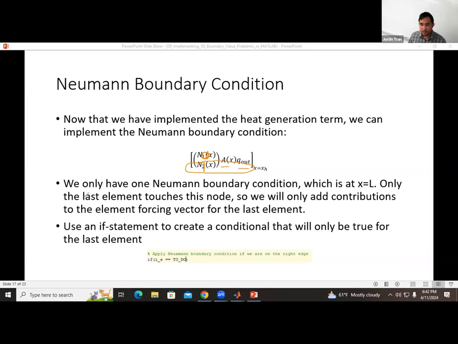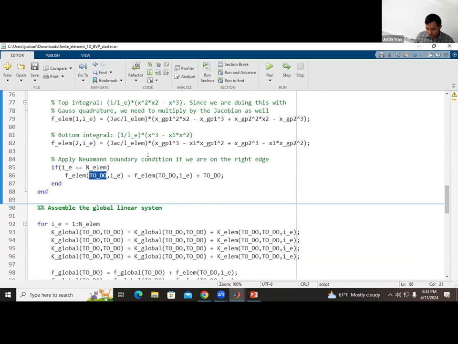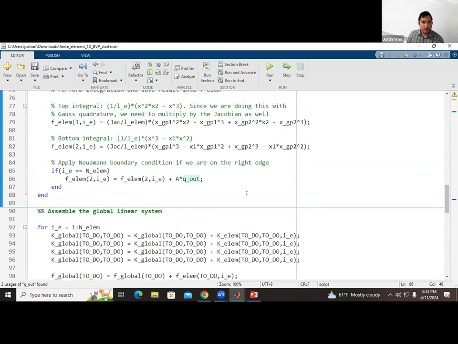Okay, so let's see how that's implemented in the code. If you see here, when I write this code, I've only left room for just one entry. So I'm going to put 2 there, which means the second entry in the element forcing vector. And then to that, I'm going to add A times Q out, which is the value of the Neumann boundary condition at that point. All right. Any questions on that?